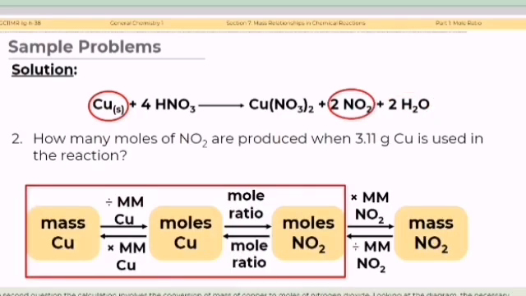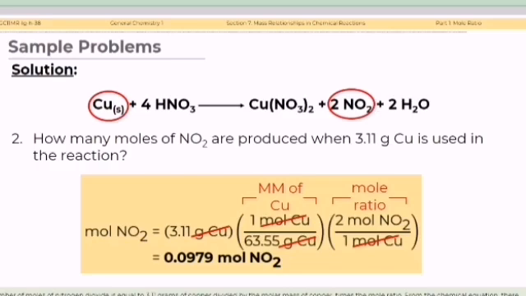For the second equation, the calculation involves the conversion of mass of copper to moles of nitrogen dioxide. Looking at the diagram, the necessary conversion factors are the molar mass of copper and the mole ratio of copper and nitrogen dioxide based on the chemical equation.